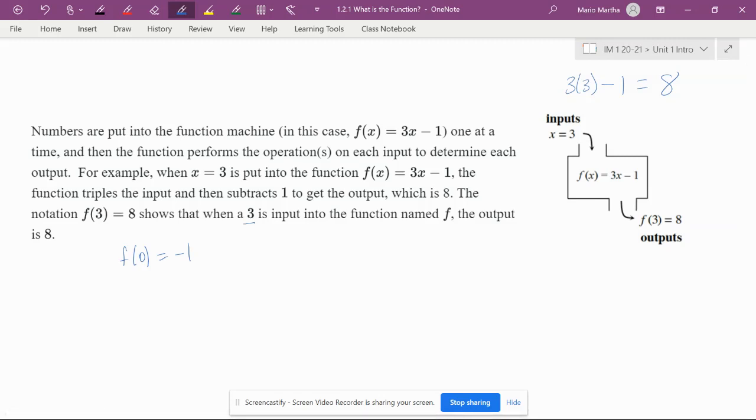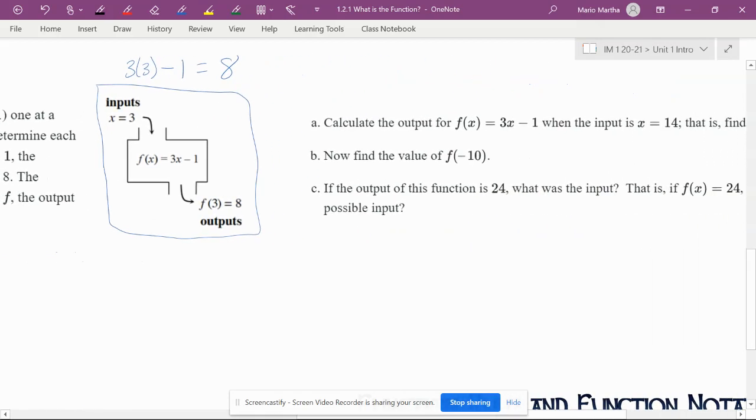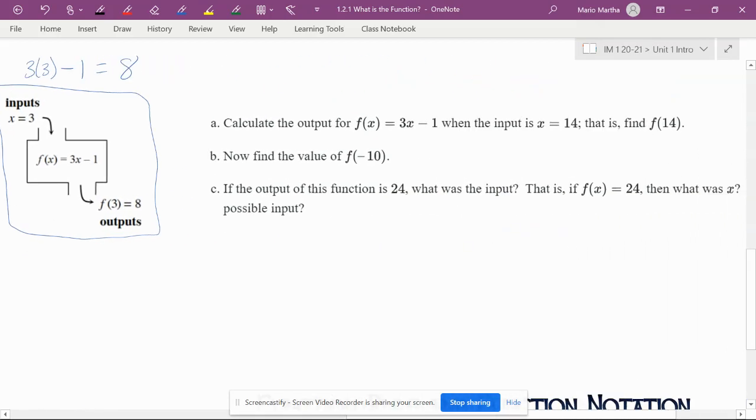So let's explore more how we're going to input certain values into x here, and see what happens to the outputs. First problem, part A: calculate the output for f of x equals 3x minus 1 when the input is x equals 14. So find f of 14. Let's do one right here. The number in the parentheses is the one that replaces the x value on the other side of the equation.